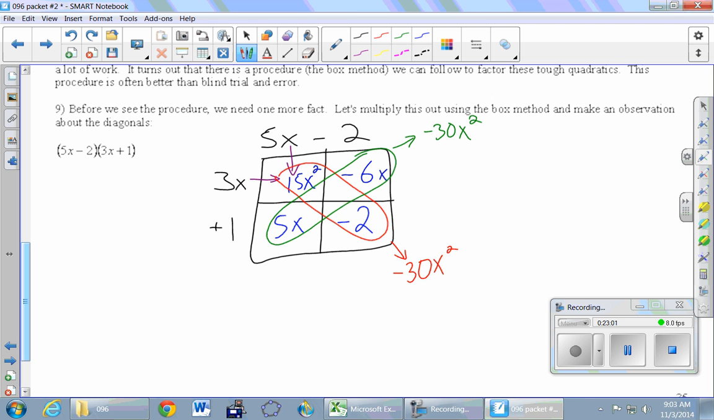It's surprising, but it turns out to be true that anytime you do this box method, if you multiply the two diagonals, they're always going to be equal. Always equal. So if you want to see why, you can ask me later after class. I'll tell you. But anyway, it's just a fact that we're going to need on the next page.